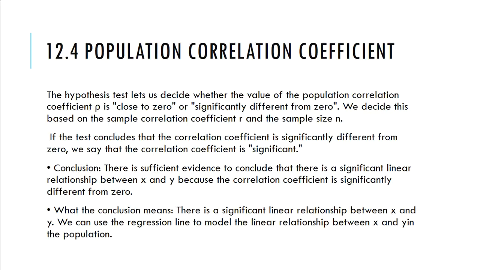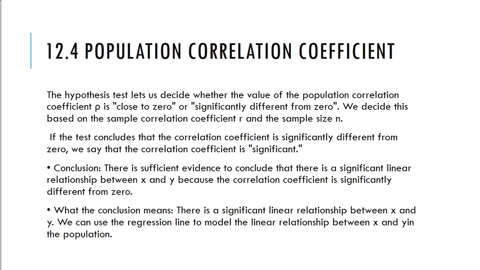If the test concludes that the correlation coefficient is significantly different from zero, we say that the correlation coefficient is significant. So our conclusion is that there is sufficient evidence to conclude there's a significant linear relationship between X and Y because the correlation coefficient is significantly different from zero. Okay, we're going to do an example because I know this is kind of confusing. Again, what does the conclusion mean? That there's a significant linear relationship between X and Y.